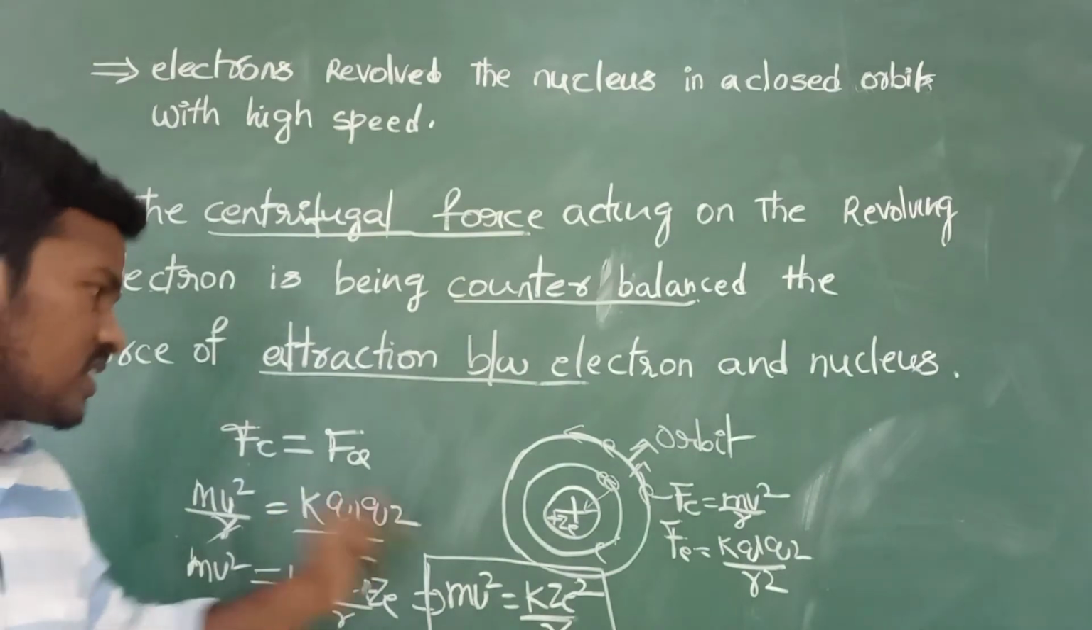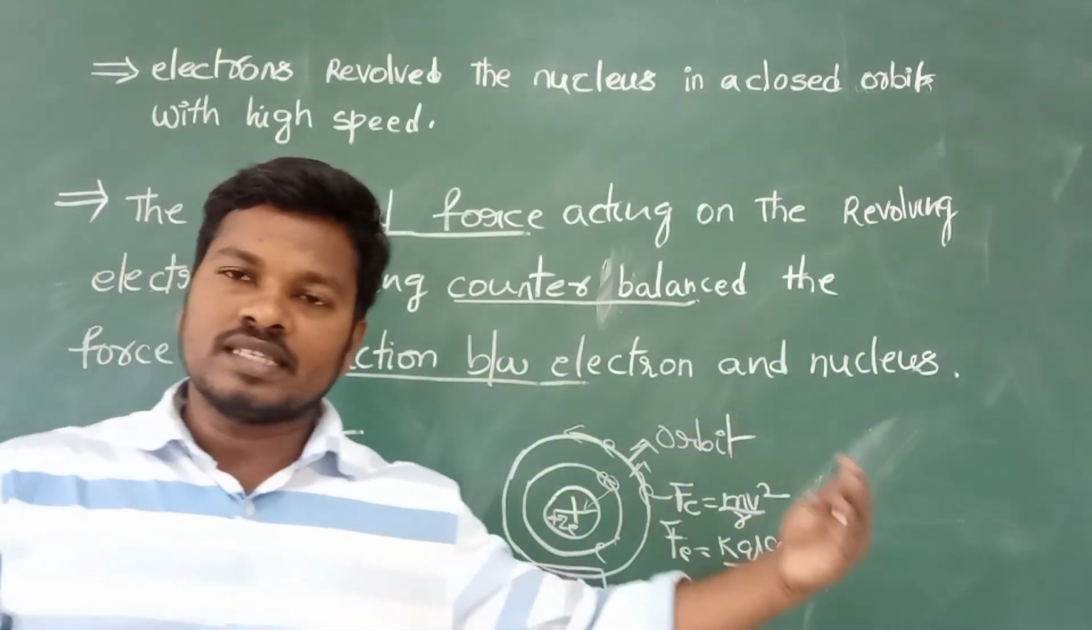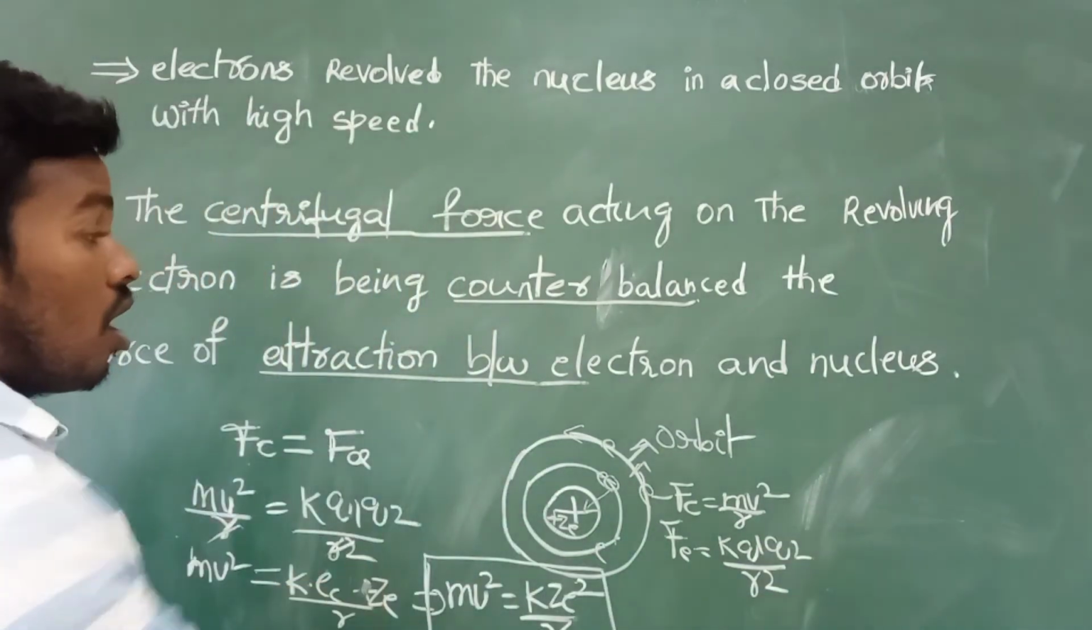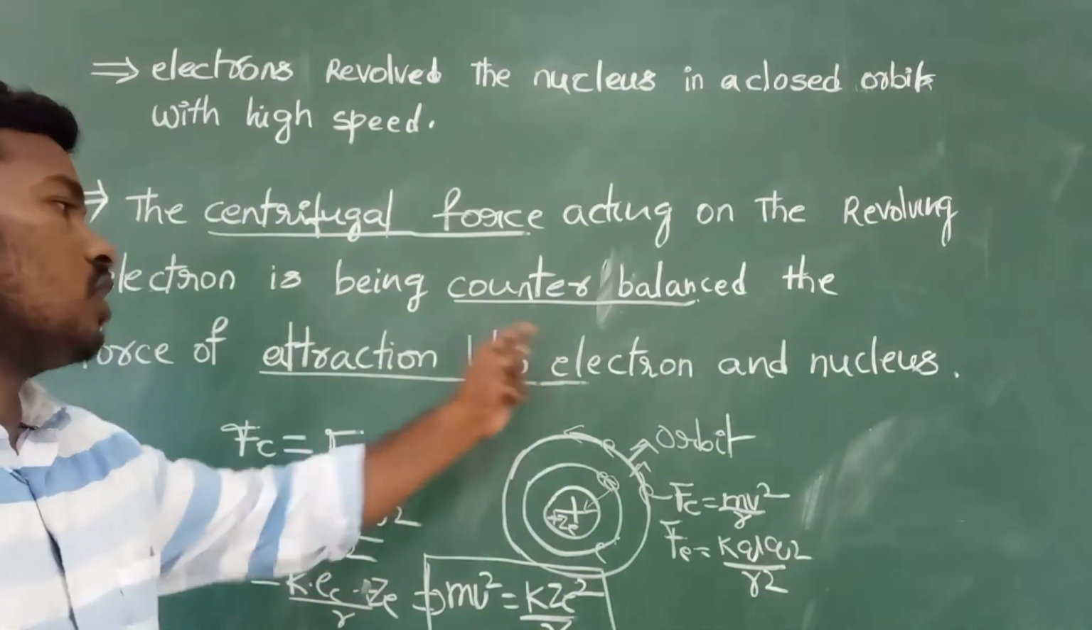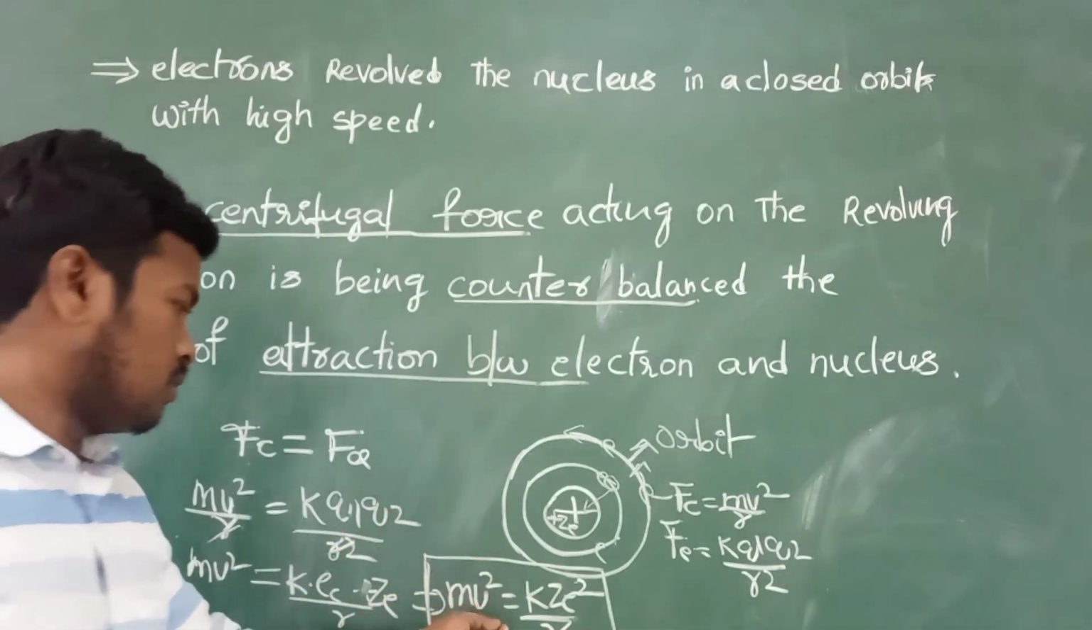So the two forces are acting on it. The electron is revolving around the nucleus. Some force is acting, that is called the centrifugal force. The opposite force is acting, that is called the electrostatic force. Both are balanced. That's why the atom is stable.